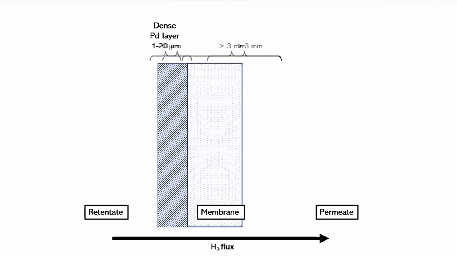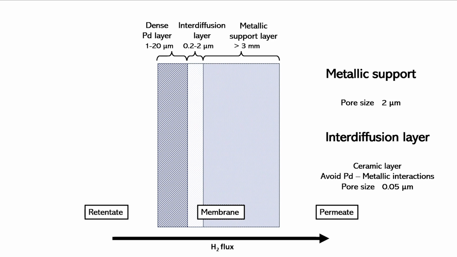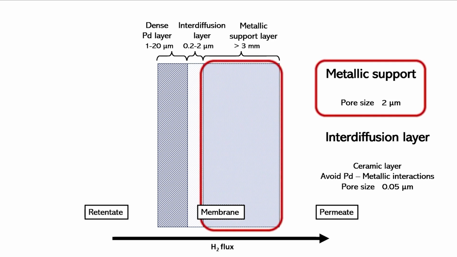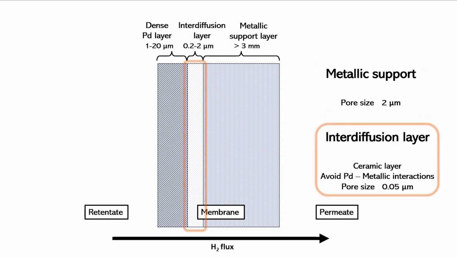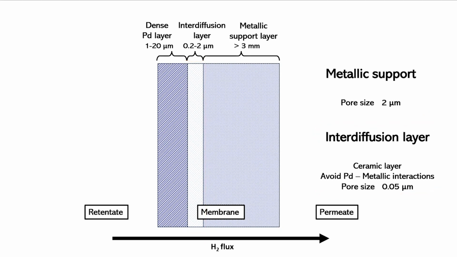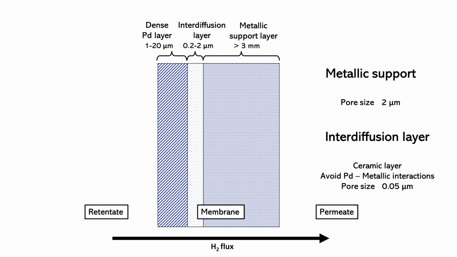Another possibility is to use a metallic support, which consists of a metallic support layer and an interdiffusion layer. Metallic supports are cheaper than ceramic ones. They are more durable, and they can be sealed and connected more easily through welding. However, the metallic material interacts with the palladium. A ceramic interdiffusion layer is therefore required to avoid the palladium from diffusing into the metallic layer.